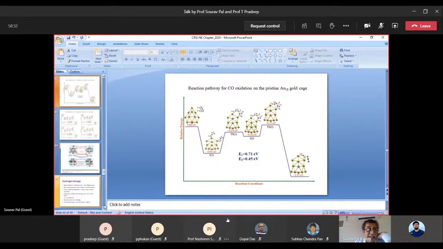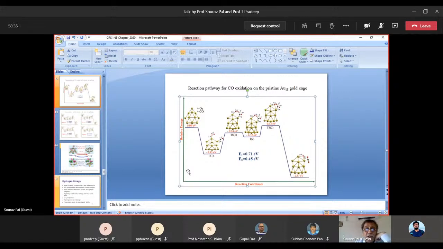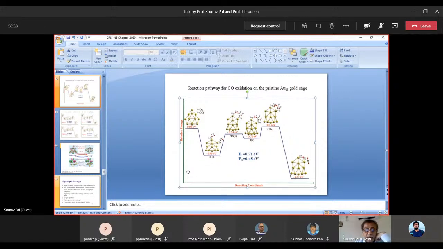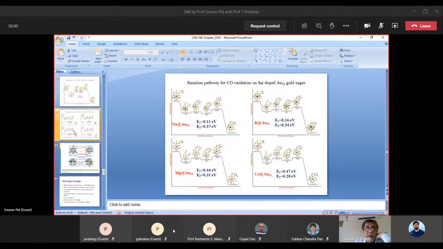Let's look at the next slide in which I have put metals inside the Au18 gold cage. So sodium, potassium, magnesium, and calcium. And now you can see how far these barriers have dropped down, which essentially means the oxidation reaction would go much faster. So you have potassium, you have sodium. Of course, sodium is very dangerous.